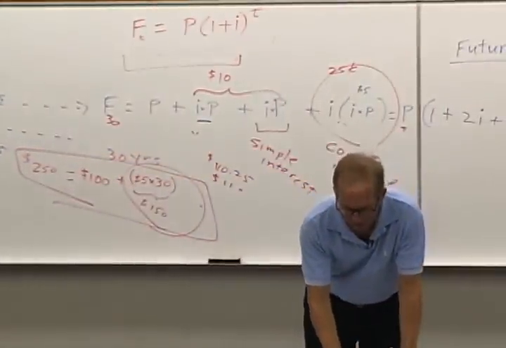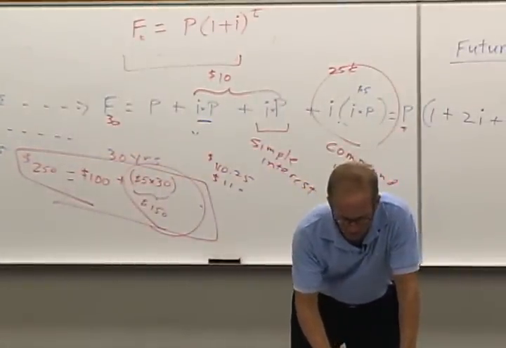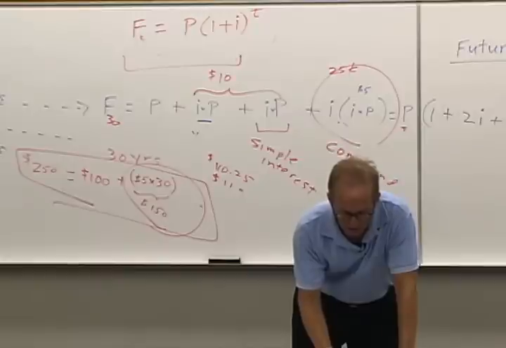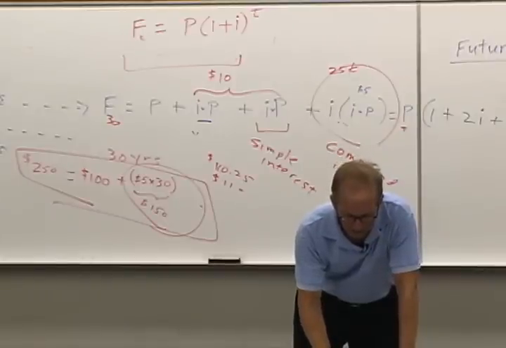And so let me get the old calculator out. And I'll say $100 is my present value of my investment. 5% is the interest rate. I'm going to let it go for 30 years.